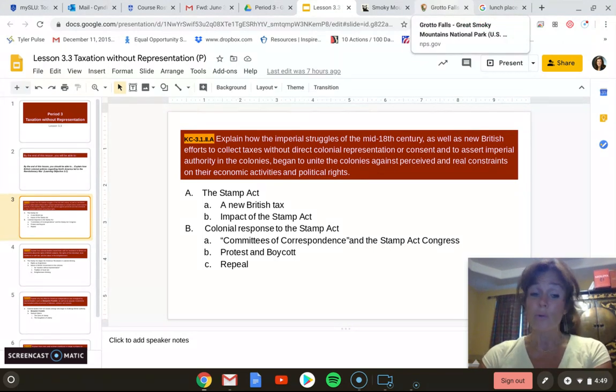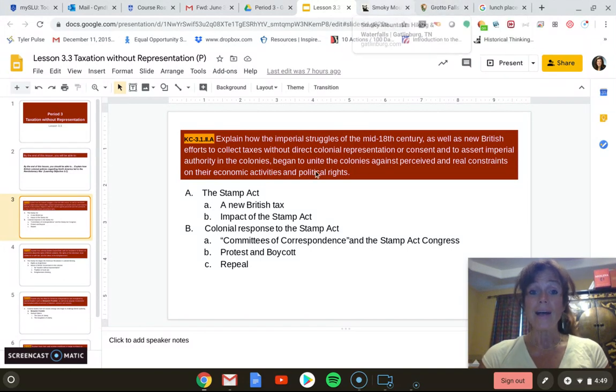It leads to the repeal. The Stamp Act was only in effect for about a year or so, and the British Parliament got rid of it. However, it left a bad taste in the mouths of the colonists. They were angry. They were frustrated. They felt that they did not have a say in this taxation at all.